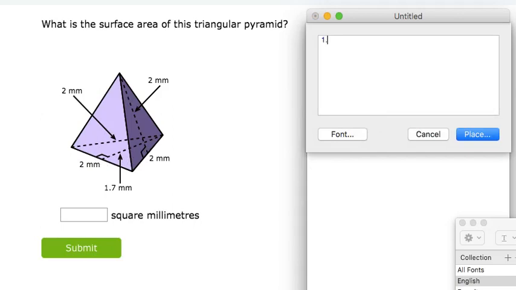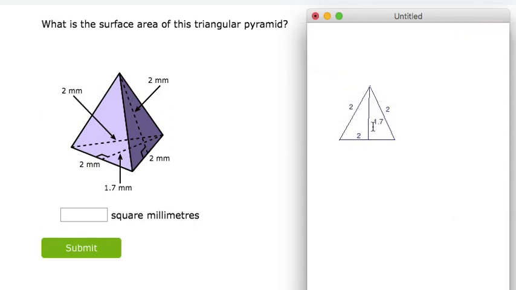It makes sense that it wouldn't be 2 because look here, right? If this whole side is 2, then this is 1, this is 2. This is a hypotenuse of 2, a leg of 1. With Pythagoras, you could actually calculate that 1.7 on your own, but it gives it to you here in the diagram. So this is my base, that's at the bottom.